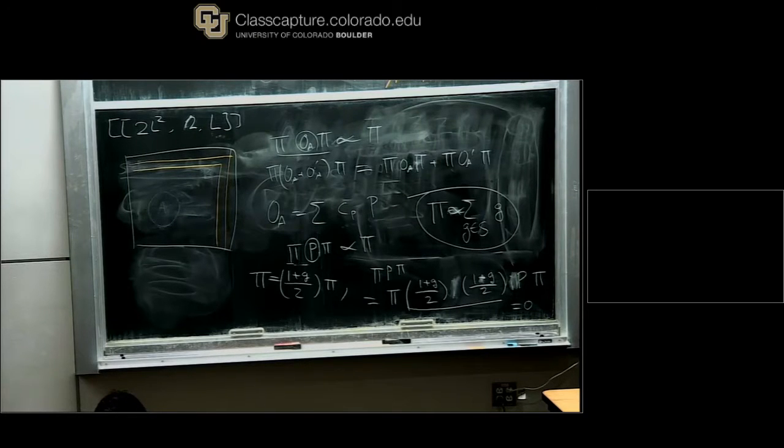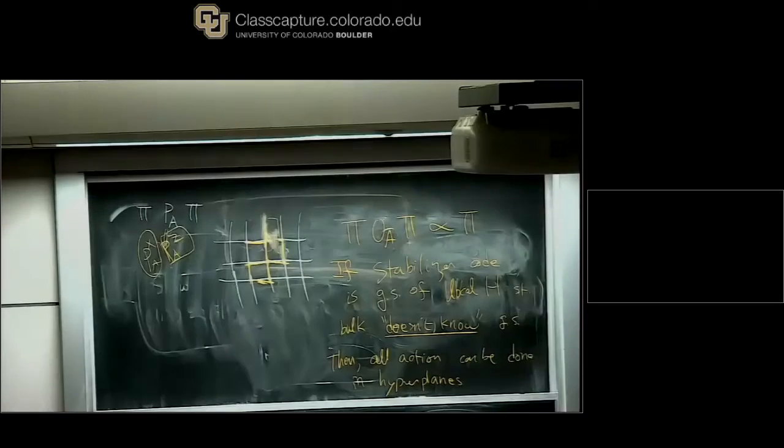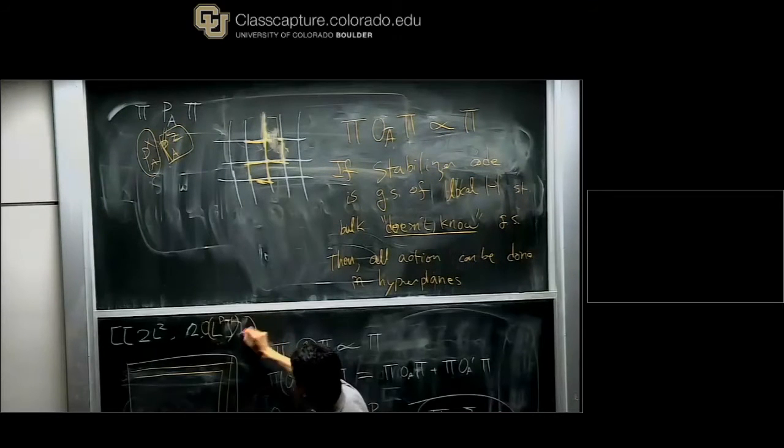If it happens to be the case that the ground space of your local Hamiltonian is a stabilizer code, and furthermore it has the property that your bulk does not know anything about your ground state, which is typical in any topological order system, then all possible actions in your code space can be done by acting on a bounded, codimension one subset. In other words, the code distance is bounded by L to the D minus 1, where D is the space dimension.